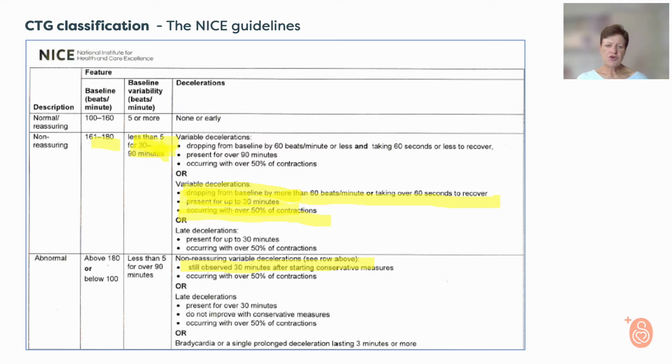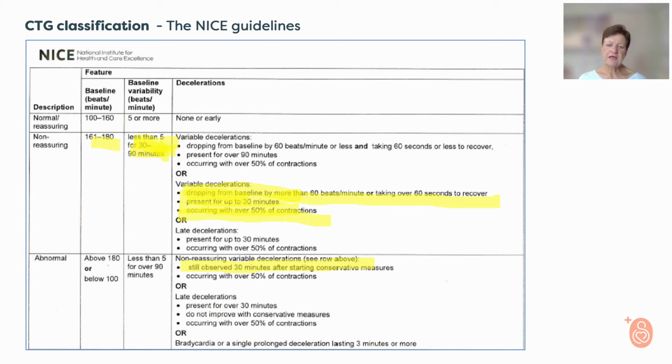If we look at this graph according to the NICE guidelines, we see again that we are not falling into the normal category because our baseline is not normal and our variability is also not normal. We again fall here in the non-reassuring column with our baseline because it's 160 and more, and we also see that our variability is less than 5 beats per minute, so that makes it fall here in the non-reassuring column.